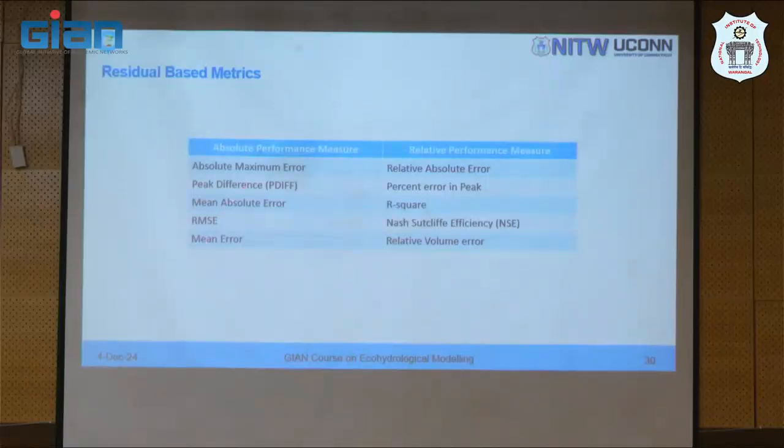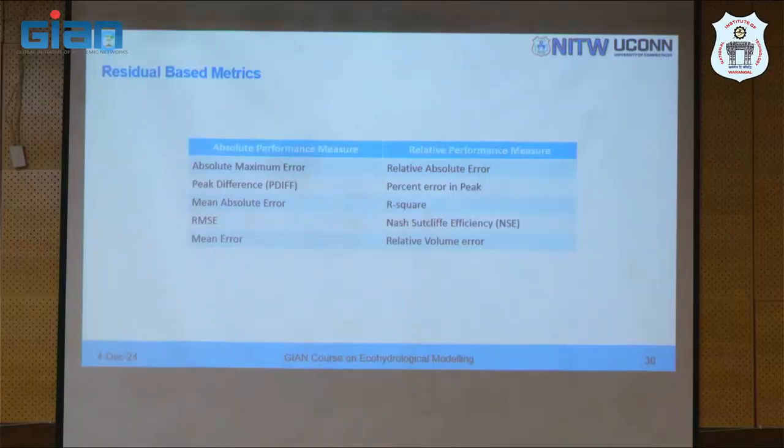Mean absolute error is basically removing the sign. So don't consider whether it's positive or negative. In mean error, the positives and negatives get cancelled out. Whereas relative performance errors are relative absolute error. This is based on the flow that is occurring, the observed flow, observed variable. Percent error in peak, similar to peak difference, but percentage error as compared to the peak that is there. R square, NSE, and relative volume error.